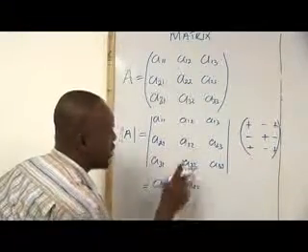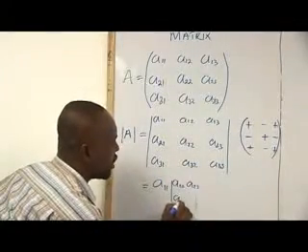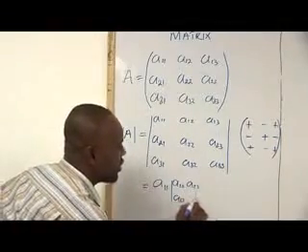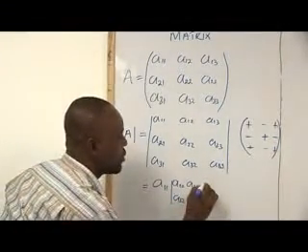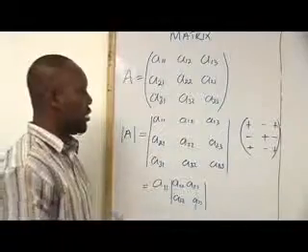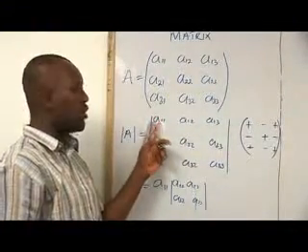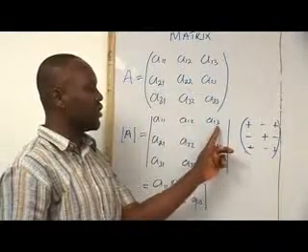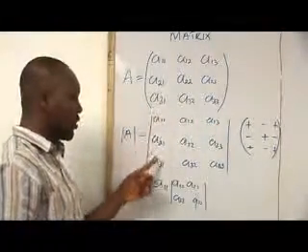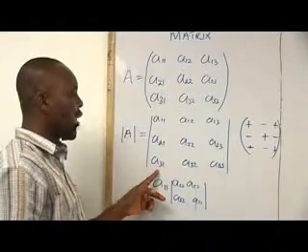A23. Next one is this, A32, and then lastly A33. Again, I'm using row 1. First element is A11. Rule out the row containing element A11. Rule out the column containing that element. And then what do we have left?